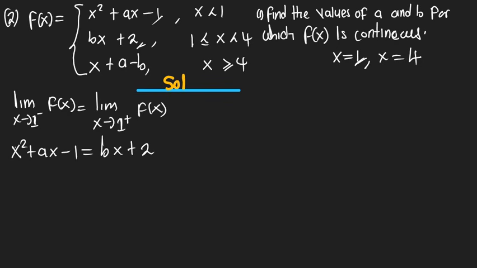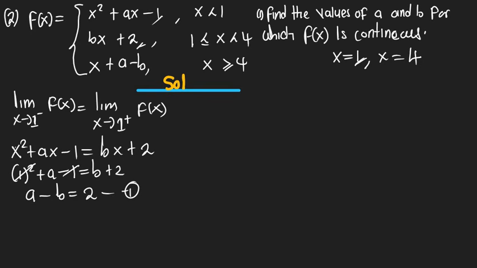Then from there we can put 1 where there is x. This will just be like that. Then from there we are going to have a minus b is equal to, notice that this is 1 and this will cancel, so I'm just going to have a 2 here. We can say this is equation 1.